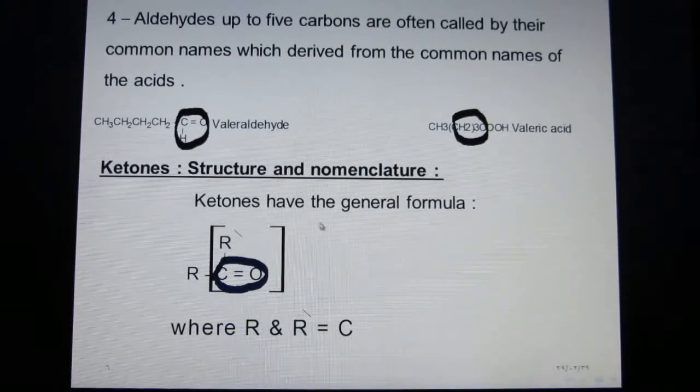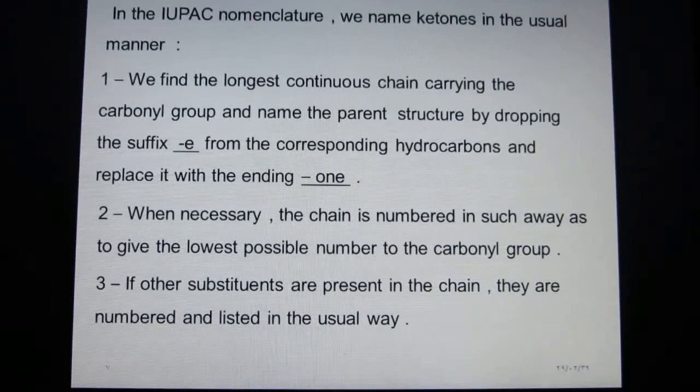Ketones structure and nomenclature. If we look, a ketone has the general formula C double bond O with 2 R groups in between them, where R and R dash must be any carbon chain, not a hydrogen atom. IUPAC nomenclature: we name ketones in the usual manner as we said for aldehydes, the longest chain which contains the carbonyl group, and then we remove the suffix E from the alkane suffix -ane, and put -one, because we talk about a ketone.